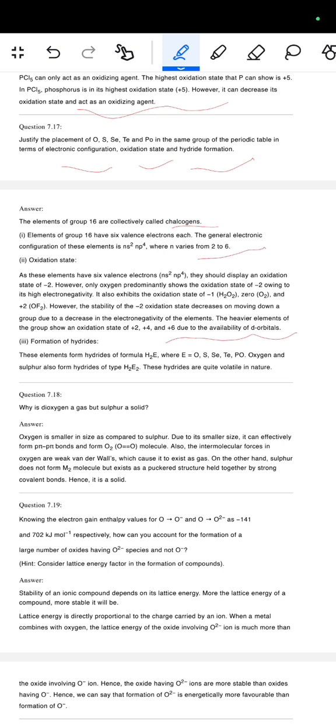फिर आता है formation of hydrides. तो these elements form हाइड्राइड्स of the formula H2E where E can be oxygen, sulfur, selenium, Te and Po. Oxygen and sulfur also form hydrides of the type H2E2. These hydrides are quite volatile in nature.